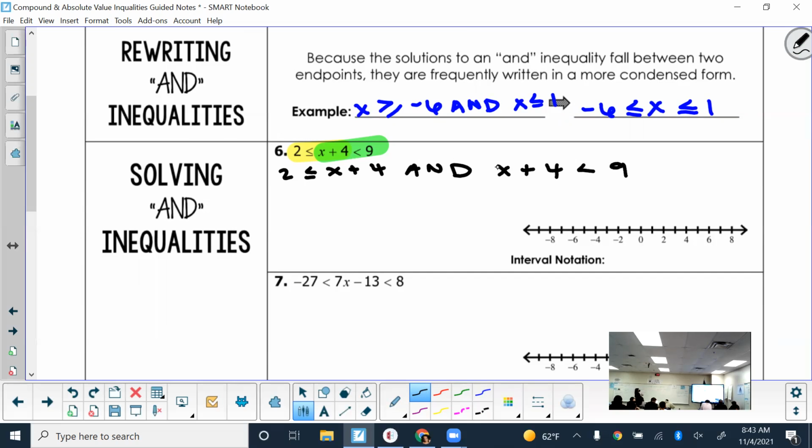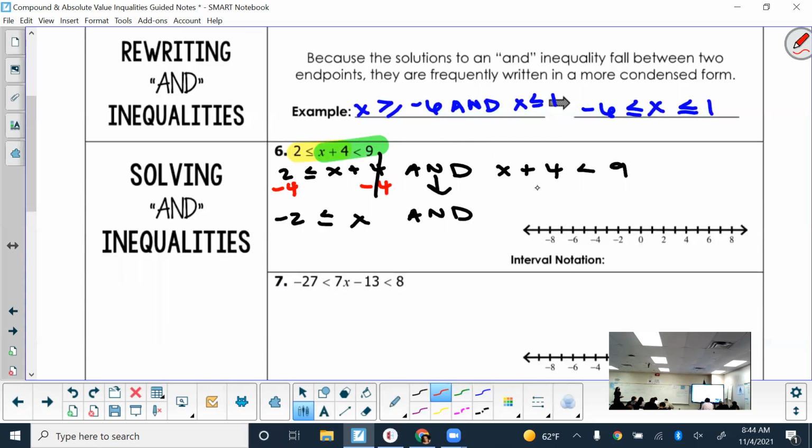Now solve them separately. How do you get the x by itself? What's opposite of adding 4? So do that on each side. What's 2 minus 4? Do I need to flip the sign? No, keep it the same. And x, and these 4's canceled. Bring down the word and if you put the word in there. And then solve the other one.